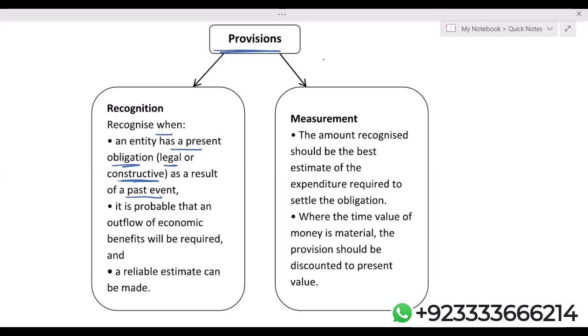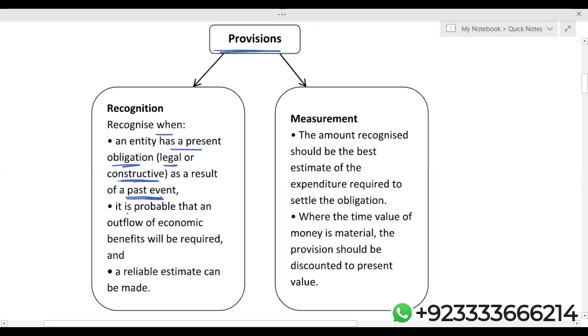It means that even though there is no written contract, and it is not even mentioned in the employment contract that we will give you the bonus, the company has a history of paying a bonus at the end of each year. So that's a constructive obligation. According to IAS 37, a provision will be recognized when an entity has a present obligation, which could be legal or constructive. Constructive means it arises from your past practices, could be from your public statement, could be because of your policies, as a result of a past event.